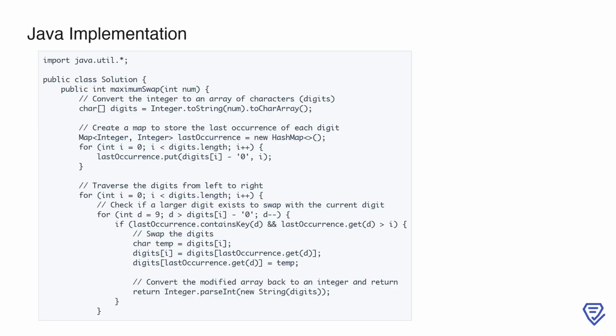Once the map is ready, we begin traversing the digits array from left to right. For each digit, we check if there exists a larger digit that appears later in the number. To do this, we loop through potential larger digits, starting from 9 and going down until the current digit. If we find such a digit and its index is greater than the current position, we swap the two digits. After the swap, we convert the modified character array back into an integer and return it immediately, since we've achieved the maximum possible value with one swap.